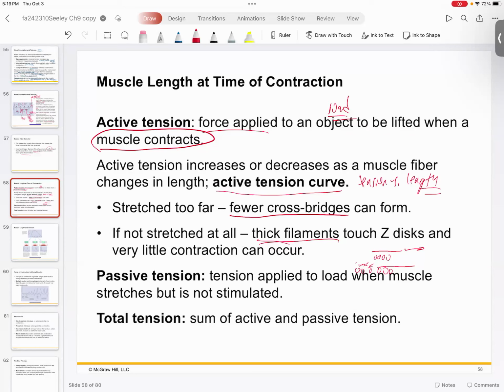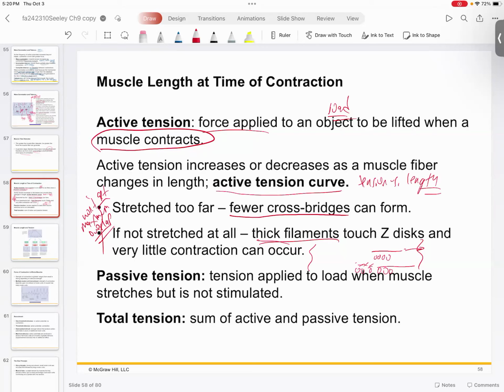But the other thing is you don't want to not stretch it, right? Because you have to basically restore sort of maximum distance between your Z disks so that you can get maximum overlap. So if it's too close or too far, you won't get maximum overlap. So that's active tension. So the more overlap you have between myosin and actin, the more tension you'll be able to make.